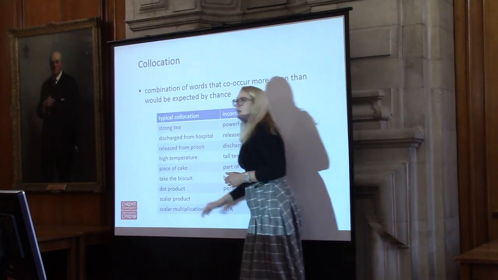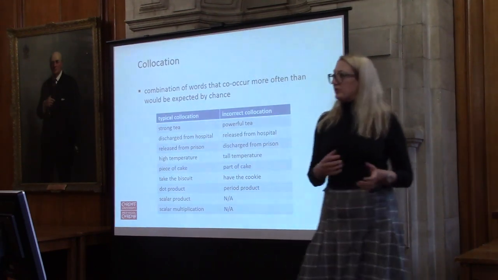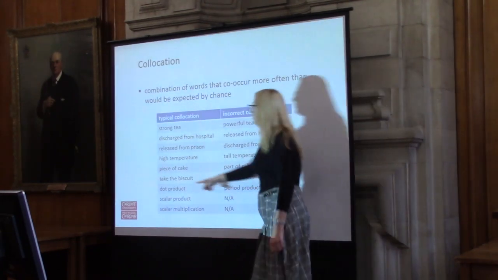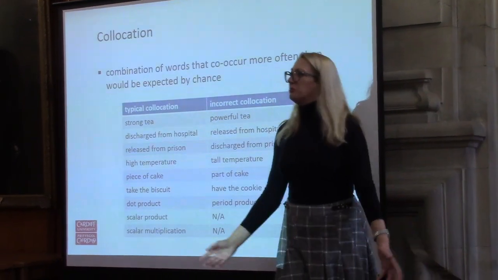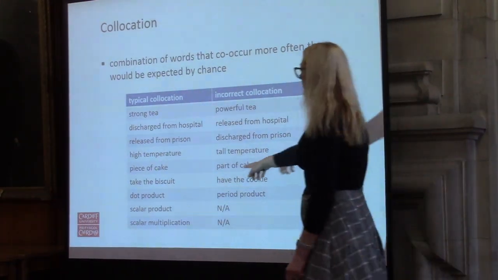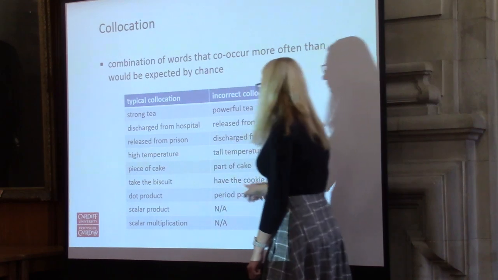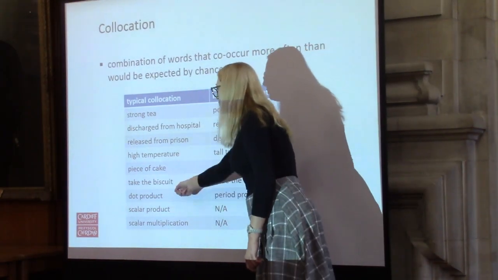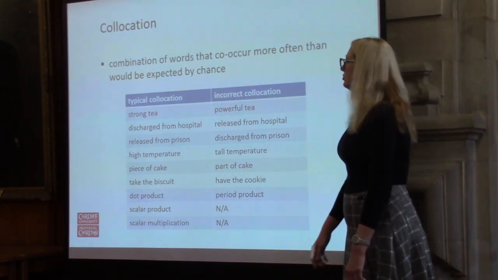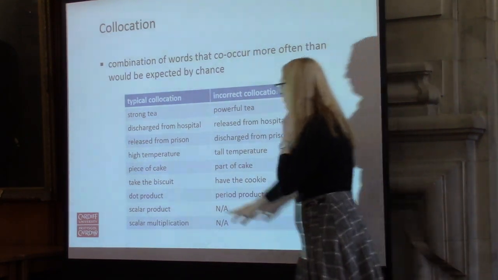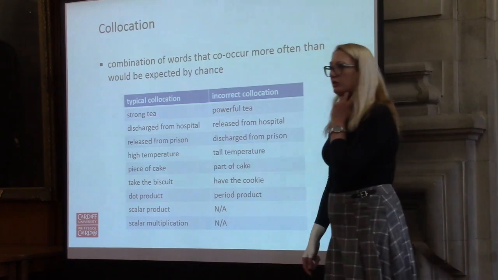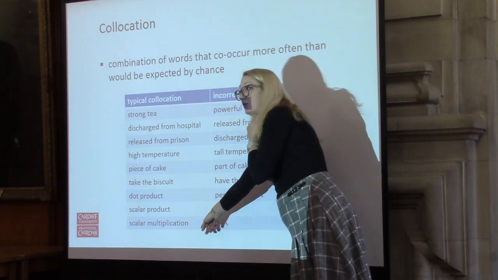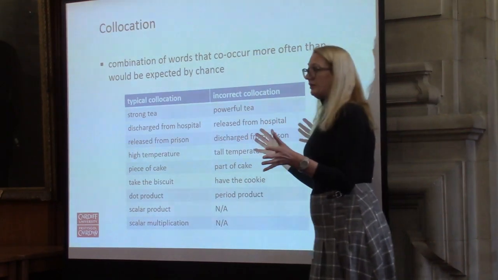So multi-word terms are also collocations, but they're a special type of collocations. So think of dot product. If you replace dot by period, period product wouldn't mean anything. Okay. So this is a typical collocation, dot product, but period product is meaningless. On the other hand, scalar product, which means the same as dot product, is also a valid collocation. But if you replace product by multiplication, you wouldn't get an incorrect collocation. You actually also get a collocation, but it's got a completely different meaning.